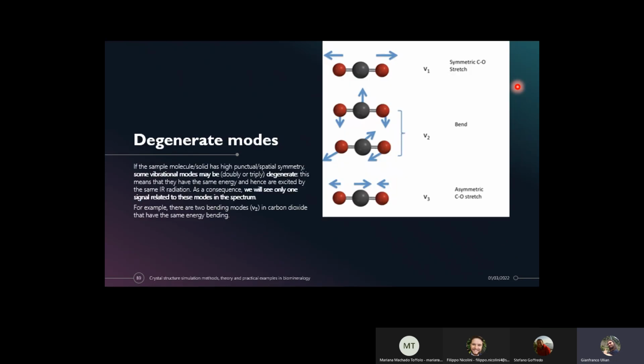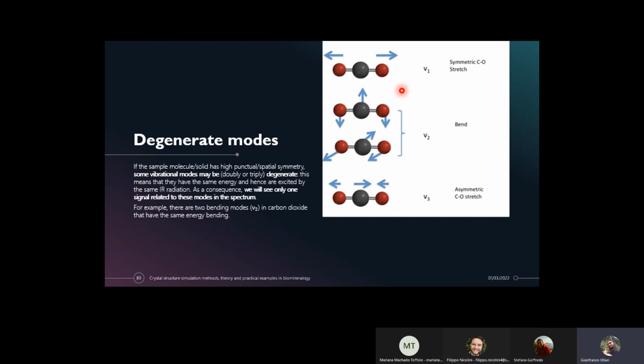This is an example for water molecules. Sometimes you may see a lower number of signals, not because of the non-satisfaction of the selection rules, but because some modes are degenerate. It means that you can excite them with the same energy, and they appear at the same frequency in your spectrum. For example, consider this bending.